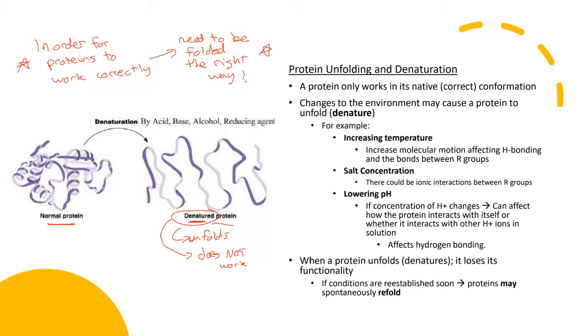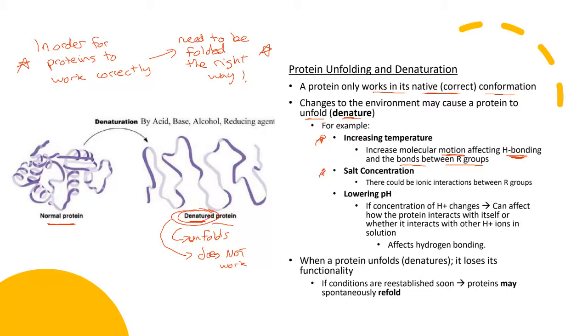So, protein unfolding and denaturation. A protein only works in its native or correct conformation. Changes due to the environment may cause this protein to unfold or denature. Some examples: increase the temperature so much. When you increase the temperature so much, you increase the motion that affects hydrogen bonding and the bonds between R groups. Remember we talked about water, you know how you have to put a lot of energy in the water to disturb those hydrogen bonds. So it's very similar. If you increase the temperature, the molecules start bouncing and vibrating more, and that's going to affect the hydrogen bonding of the proteins. Therefore, they can denature.